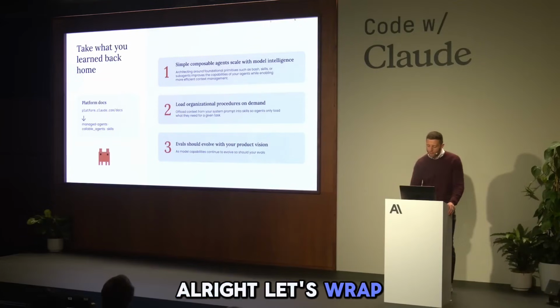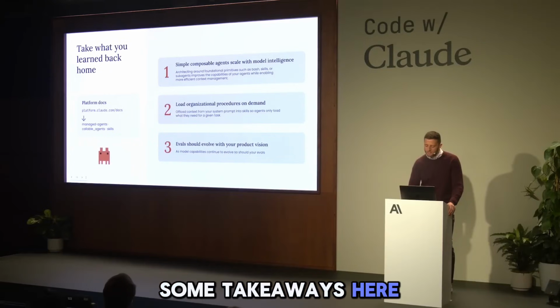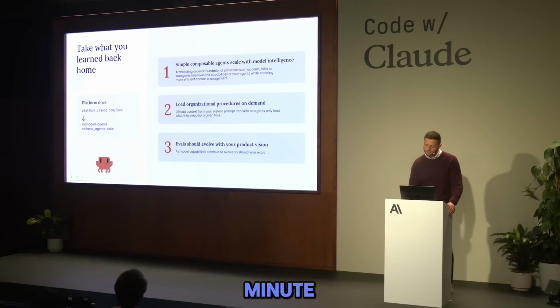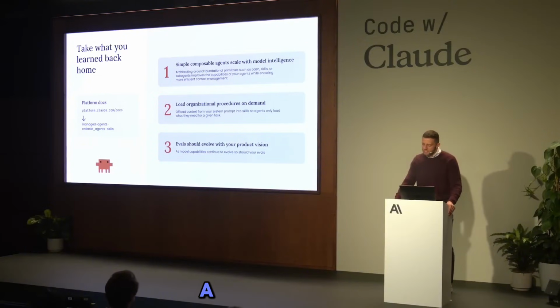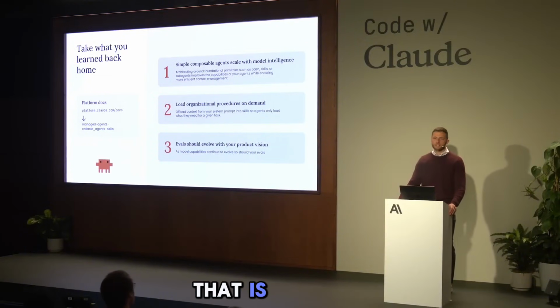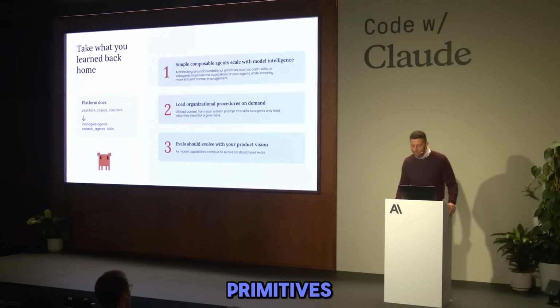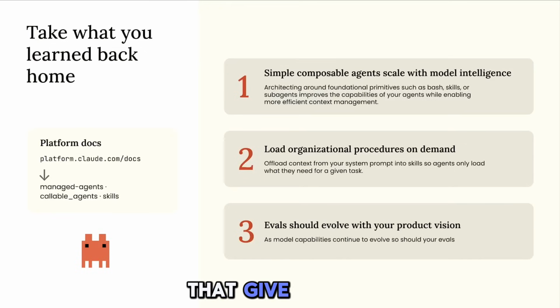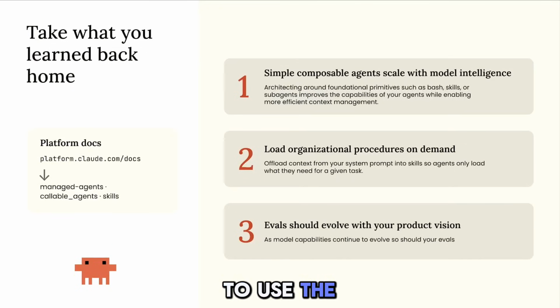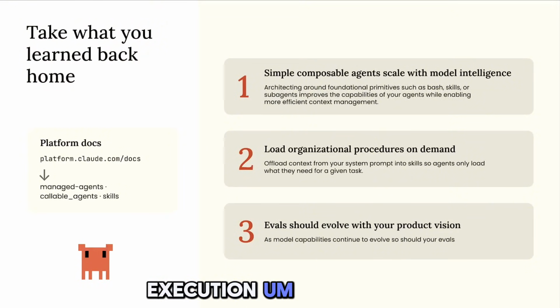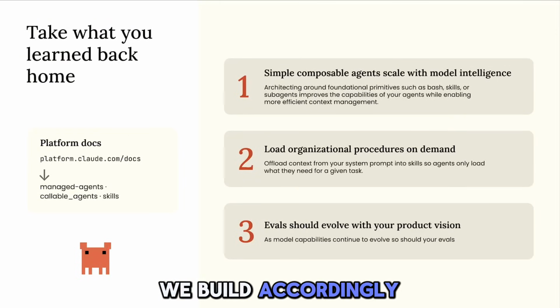All right, let's wrap with some takeaways here in our last minute. When we build agents, we start with a single agent loop that is equipped with very simple primitives that give Claude some of these human-like capabilities, like the ability to use the file system, like the one you have on your computer, web search, code execution, sometimes a to-do list. We start there and then we build accordingly.